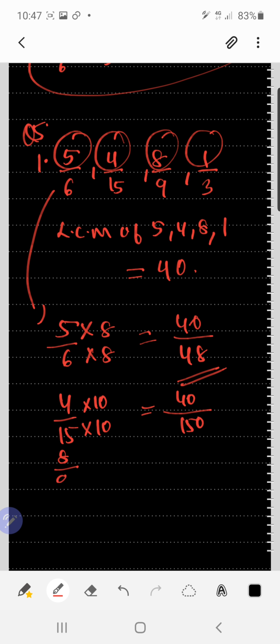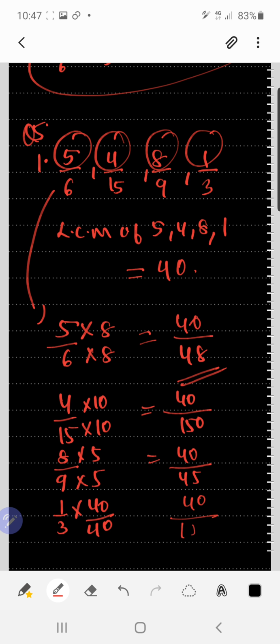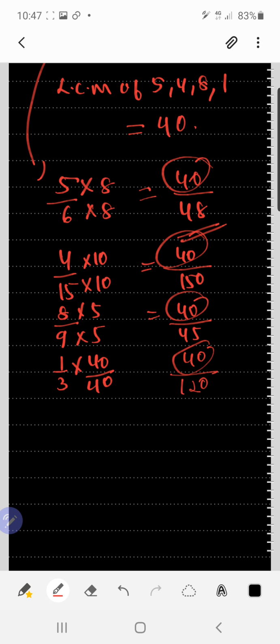My third fraction is 8 upon 9. To get it 40, I'll multiply with 5 on both the sides. And my answer is 40 upon 45. And my last fraction is 1 upon 3. To get the answer as 40, I'll multiply with 40 on both the sides and I'll get 40 upon 120. What did I notice? My numerators have become equal. But what is the change? The change is that the denominators have changed now. Now we have 40 upon 48, 40 upon 150, 40 upon 45 and 40 upon 120. And you have to write them in descending order.